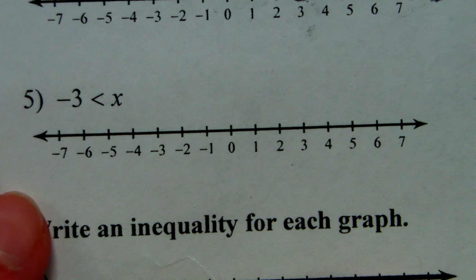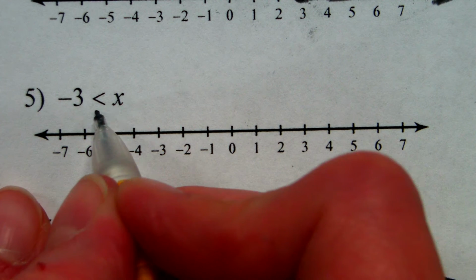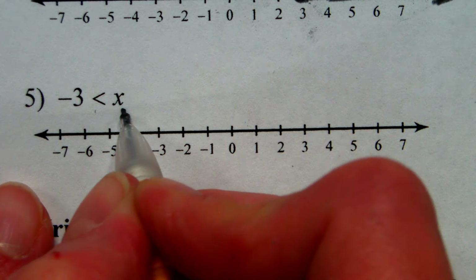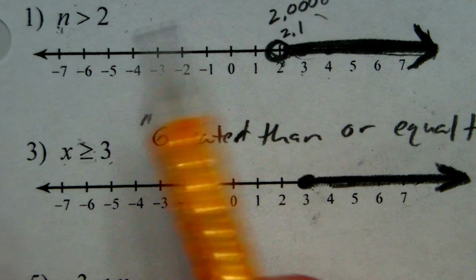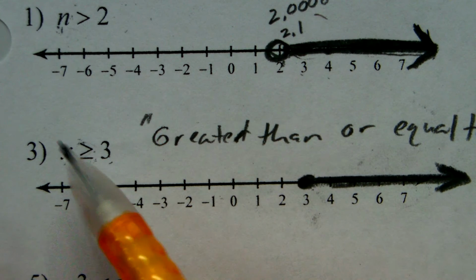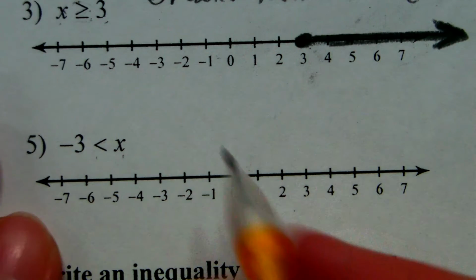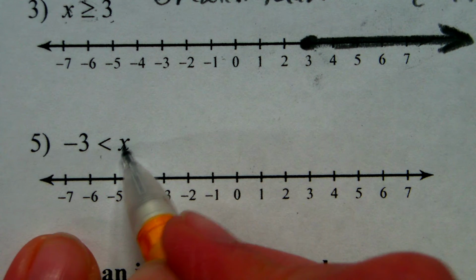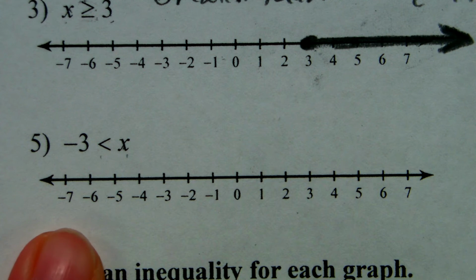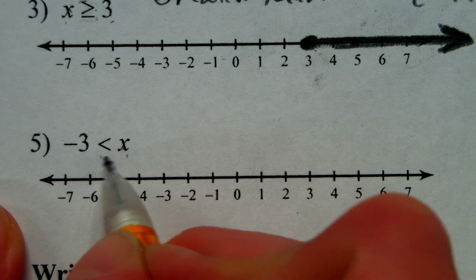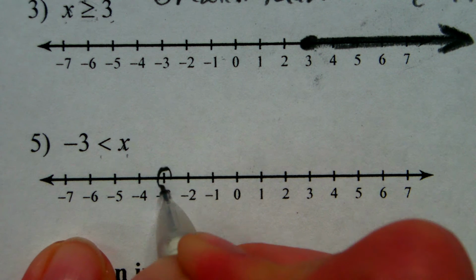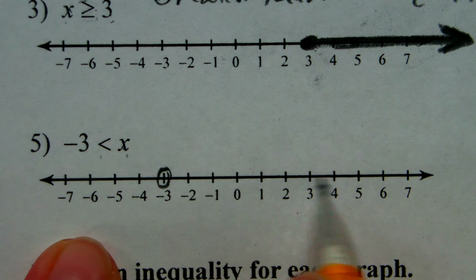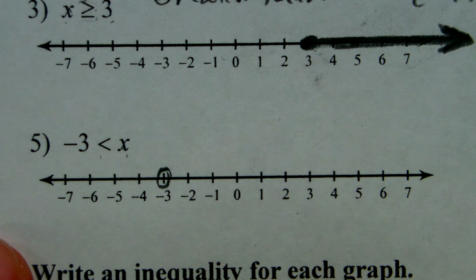So on number 5, I have -3 is less than x. On all of these examples up here, we had the variable on the left-hand side. When they move the variable to the right-hand side, it becomes a little tricky. But we can go ahead and start our graph. I notice I do not have a bar underneath. So I'm going to go to -3 and go ahead and make my circle. And then I just have to figure out which sets of numbers are going to make this true.